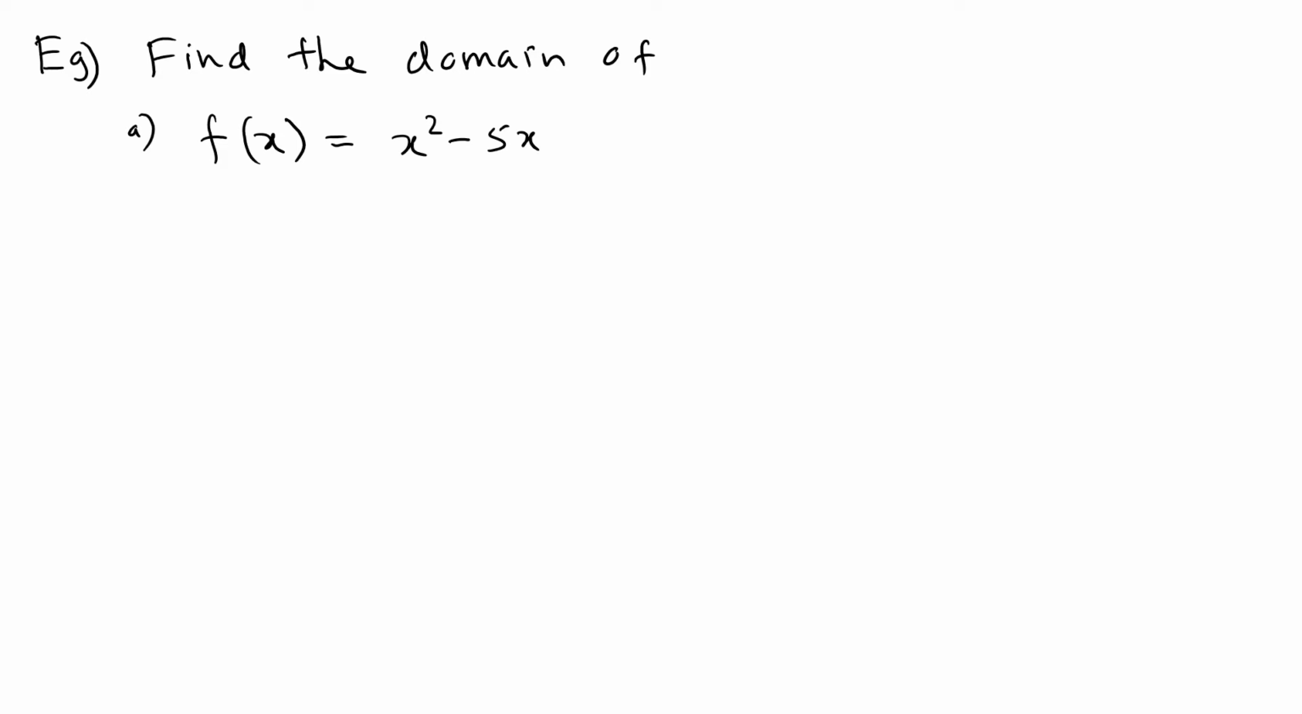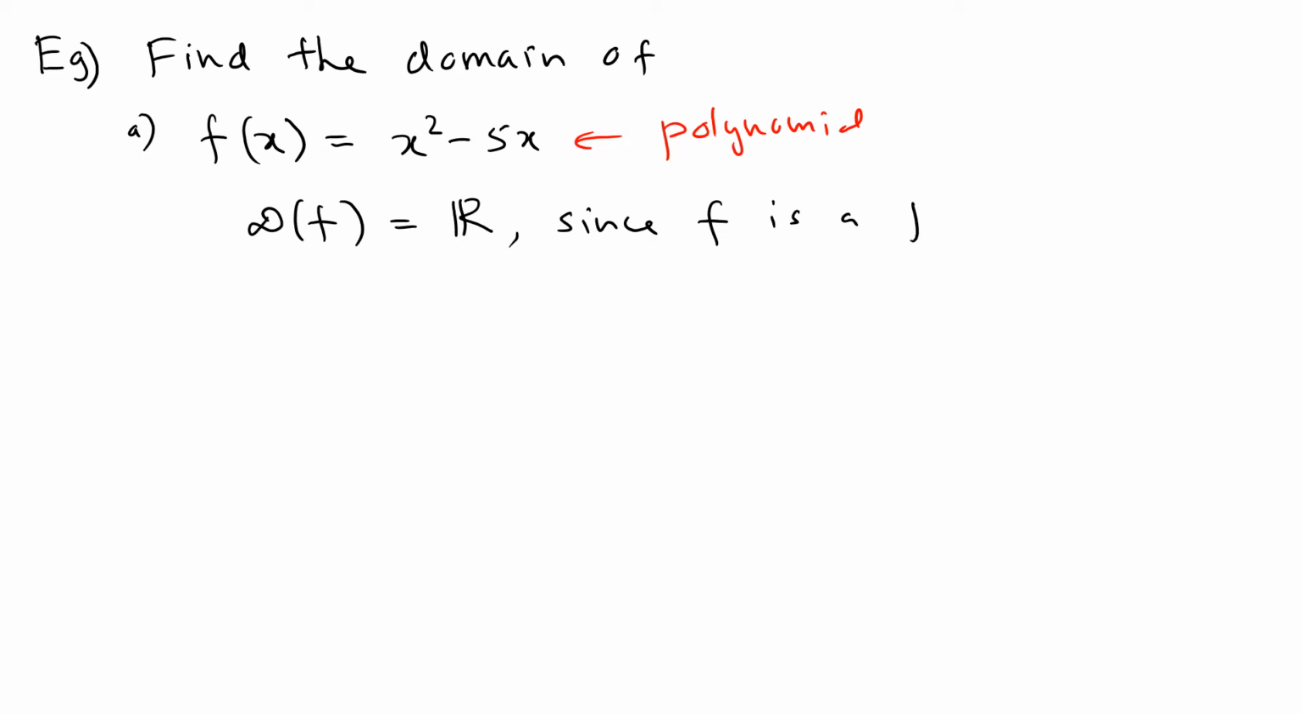So we find the domain of f(x) equal x squared minus 5x, and you notice that this is a polynomial. There are no roots or negative powers. So this is a polynomial. So that means the domain, by the theory, the domain of the function is all real numbers. So if you write the argument, it says since f is a polynomial.